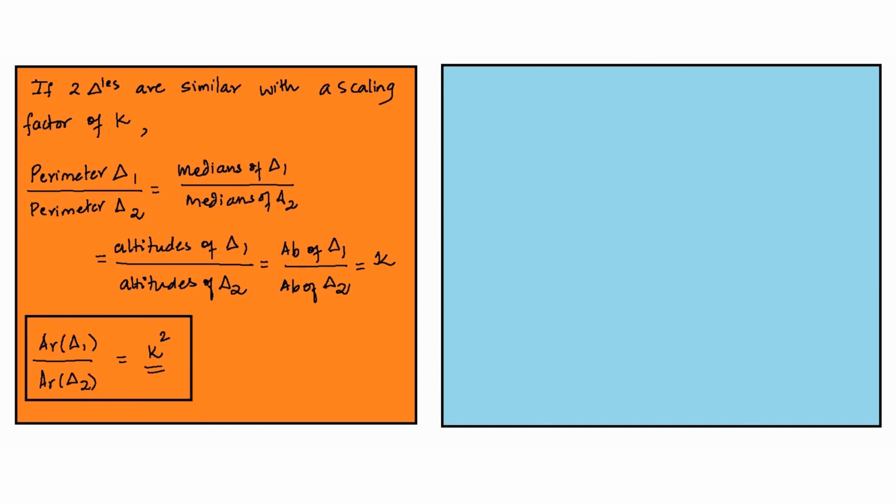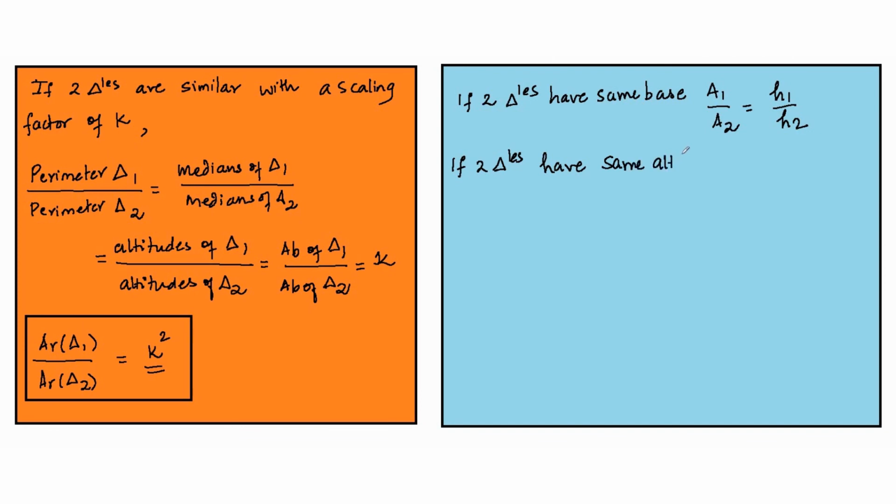Whereas if the triangles are not similar, then we have learned in one of our earlier sections that if two triangles have the same base, then the ratio of their areas is the ratio of their altitudes, so h1 by h2. Whereas if two triangles have same altitude, then the ratio of their areas is the ratio of their bases, that's b1 by b2.